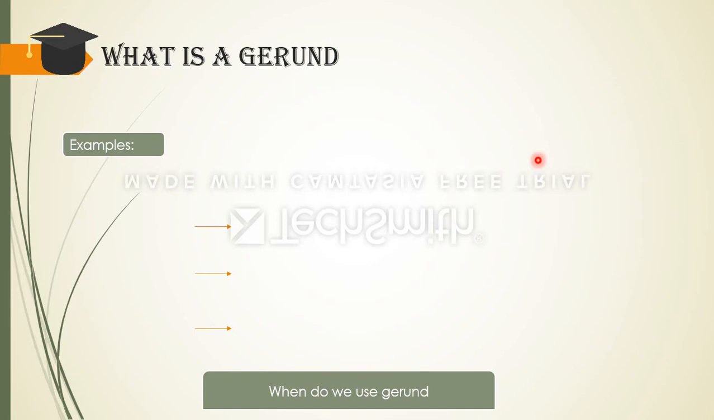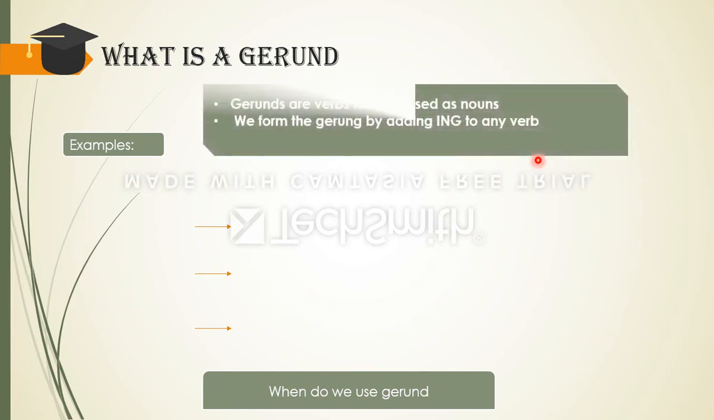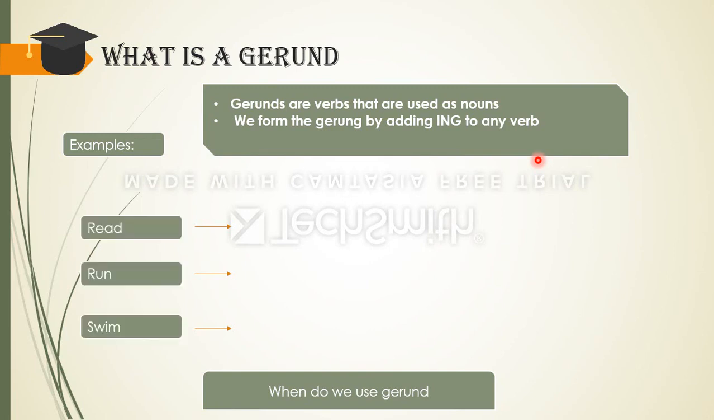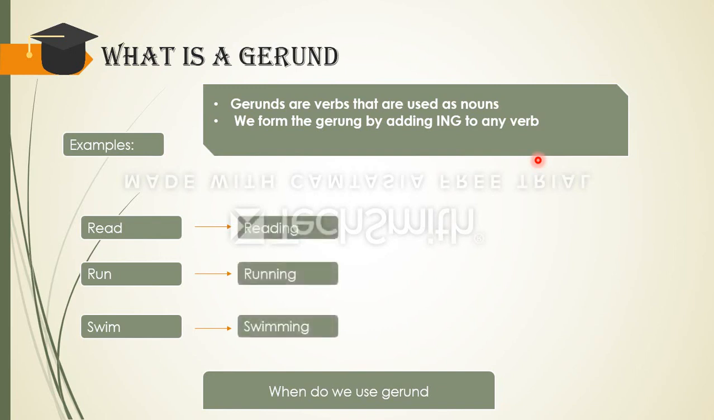So what is a gerund, please? Gerunds are verbs that are used as nouns, and we're going to see how. We form the gerund by adding ing to any verb. Let's see some examples. Read: if I want to make this verb a gerund, I just put ing at the end. Reading. Run, running. Swim, swimming. Easy. But the important question is, when do we use the gerund? This is what is important.